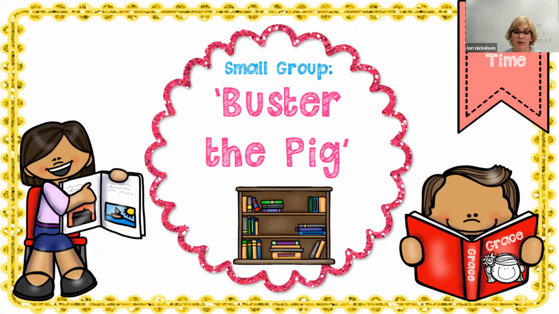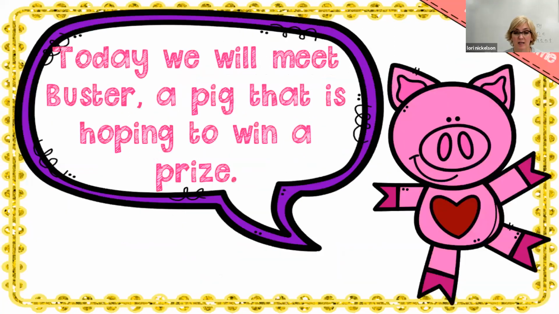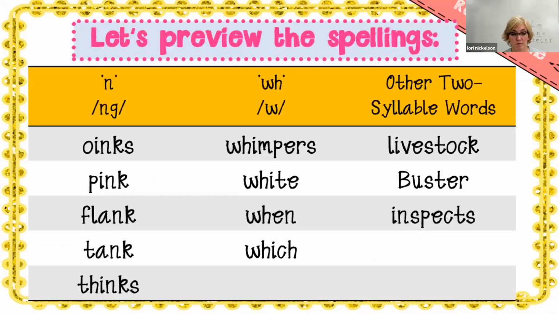Okay, so now we're going to read Buster the Pig. We're going to meet Buster, a pig that is hoping to win a prize. So let's preview some spellings. We have ING spelled with N: oinks, pink, flank, tank, and thinks. We have W spelled with WH: whimpers, white, win, and witch. And other 2-syllable words: livestock, Buster, and inspects.